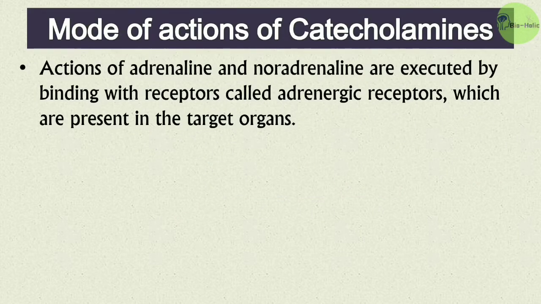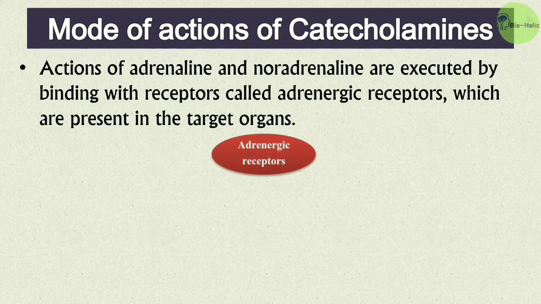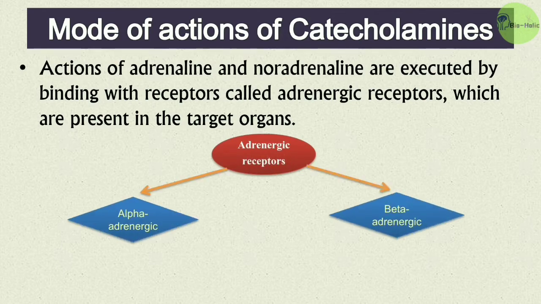Actions of adrenaline and noradrenaline are executed by binding with receptors called adrenergic receptors, which are present in the target organs. Adrenergic receptors are of mainly two types, the alpha adrenergic receptors and beta adrenergic receptors. Alpha adrenergic receptors have two types, the alpha 1 and the alpha 2. Similarly, beta adrenergic receptors are of two types too, the beta 1 and beta 2.